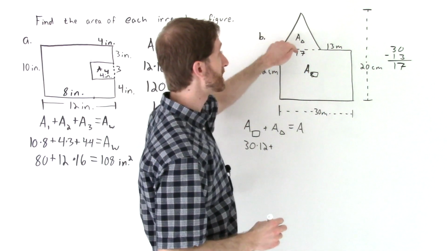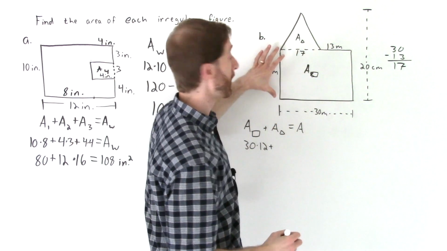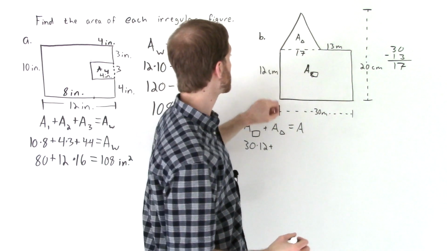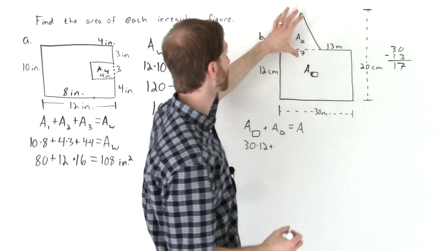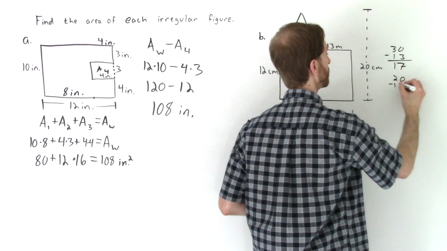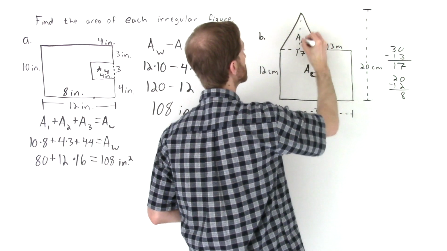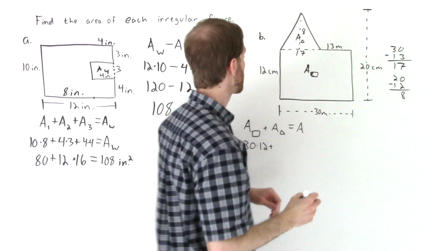I still need the height. Well, we're in luck. This whole amount is 20. That amount right there is 12. If I subtract 12 from 20, I will get the remaining amount. So 20 minus 12 is equal to 8. Some dots right there, we get 8. And so now that's my height.